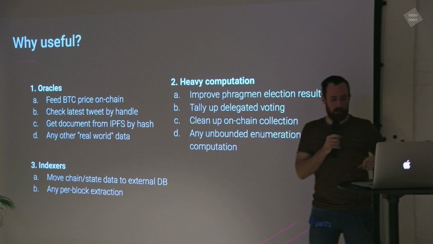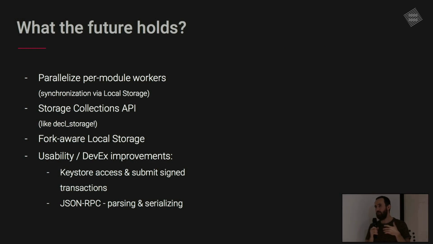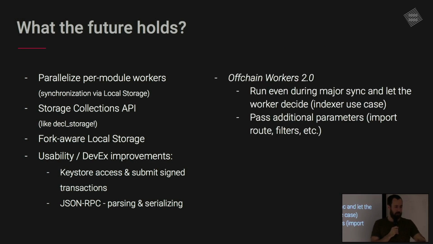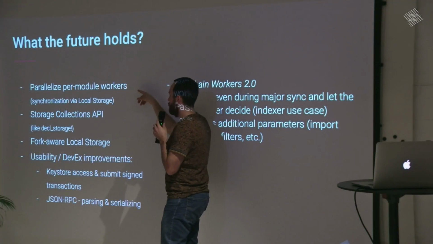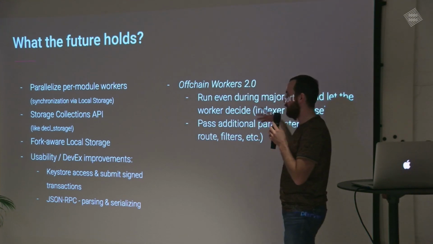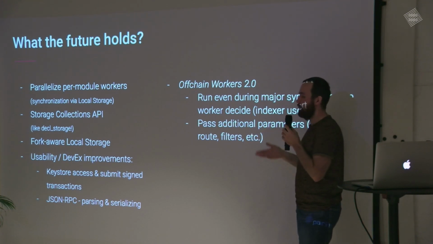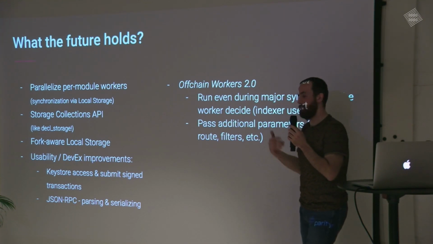Yeah, indexers, this is something that is interesting, but we need to introduce a bunch of changes to how the current Offchain Workers work, and that's something that is listed here as Offchain Workers 2.0. So this is a rough roadmap of what we have planned for Offchain Workers. Firstly, we want to parallelize the workers within the runtime itself. If we have multiple modules or multiple pallets in your runtime, and they all declare Offchain Workers, probably it's a good idea to run all of them in parallel instead of sequentially.